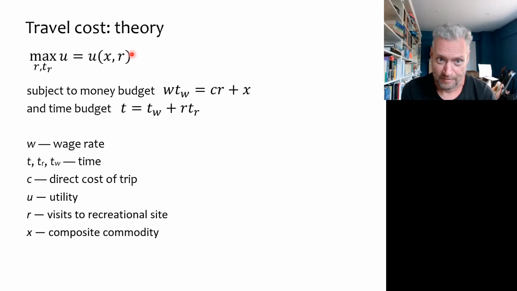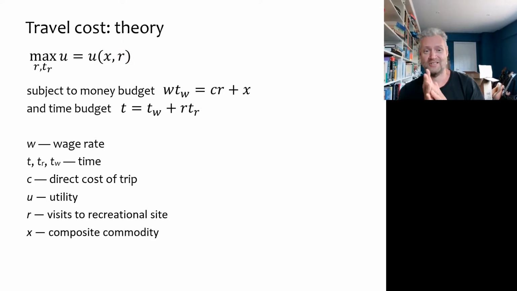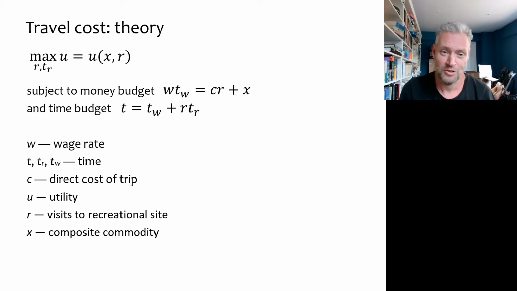And the second thing is a recreation service. It's not a good because you don't consume it, right? It's a service. We want to maximize that particular utility, and there are two budget constraints. One is the total income that you have, which is a function of the time spent working times the wage that you earn.